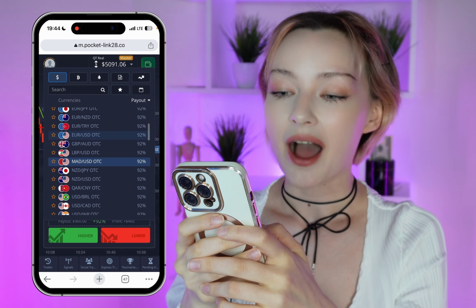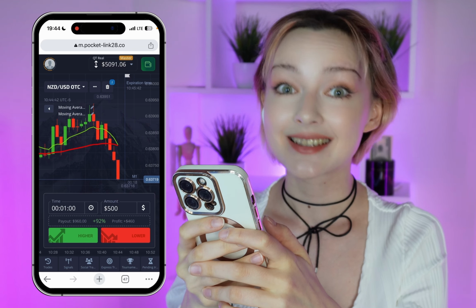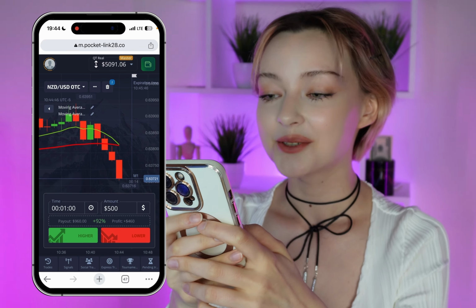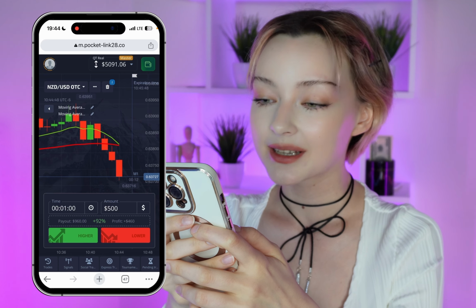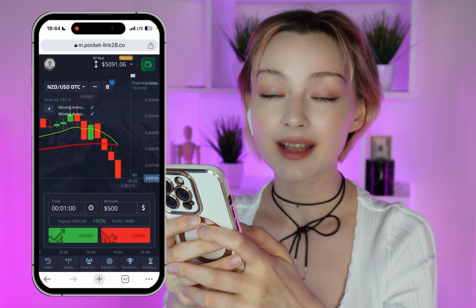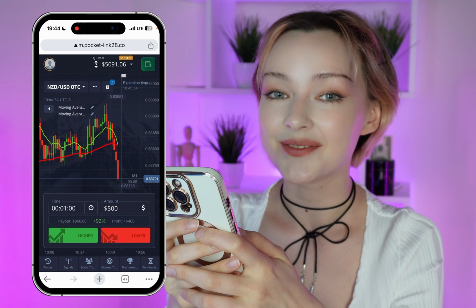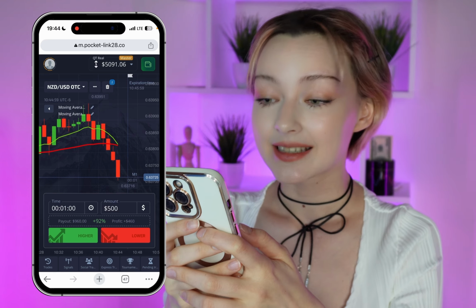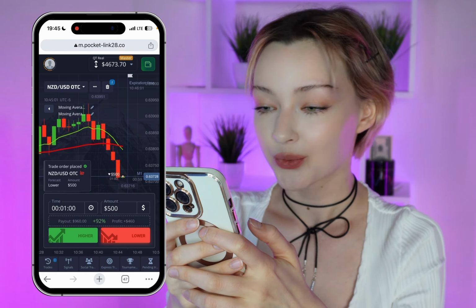So we almost got the first signal, by the way. Now we want to wait for the red and green lines to cross, and I will explain the gist of the strategy to you overall and how you can use it after you have watched this video. So we are waiting for the candle to settle. This one, the last one, I mean.